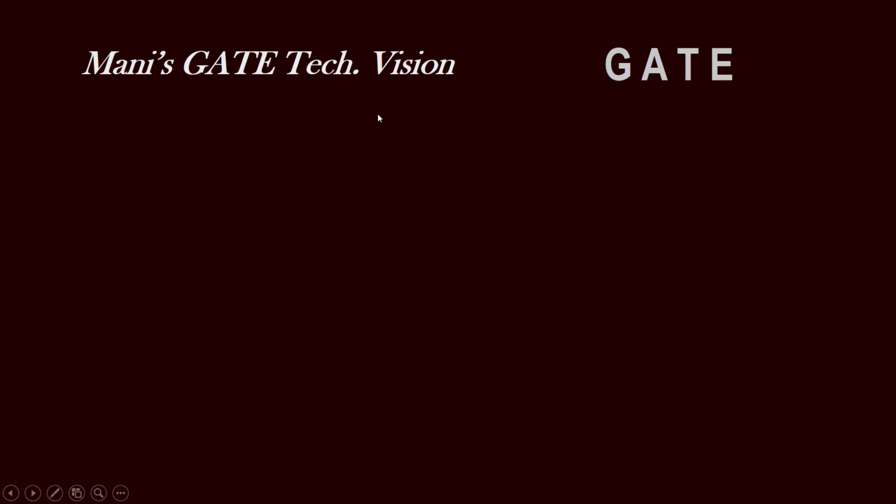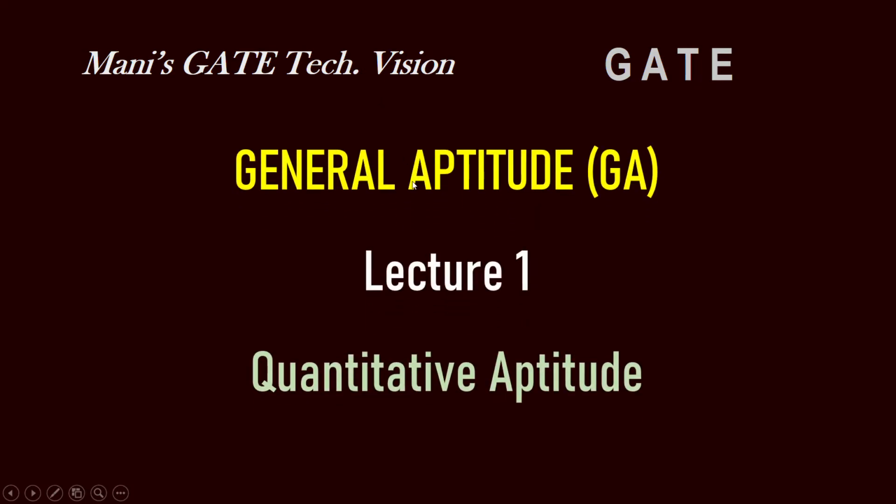This lecture is for the topic General Aptitude for the GATE examination. It is termed as GA. This is lecture 1 for General Aptitude. Normally, General Aptitude can be divided into three parts: Quantitative Aptitude, Reasoning Ability, and Verbal Ability. So this lecture 1 is for the topic Quantitative Aptitude.